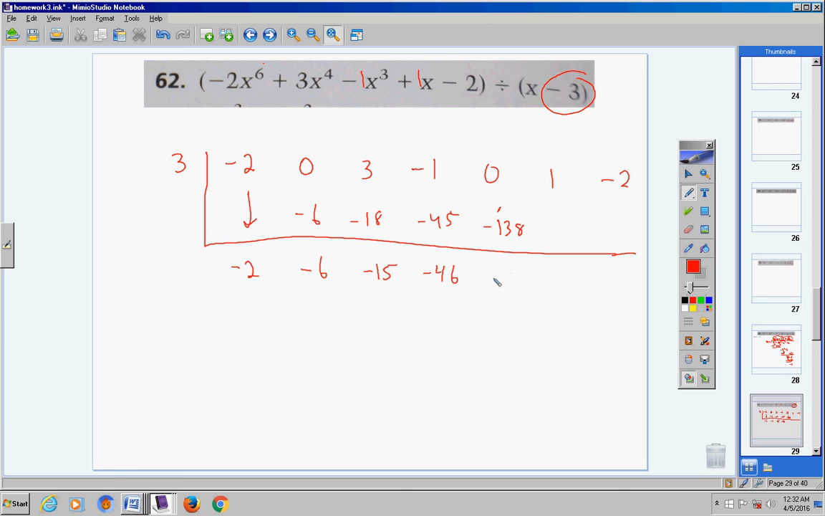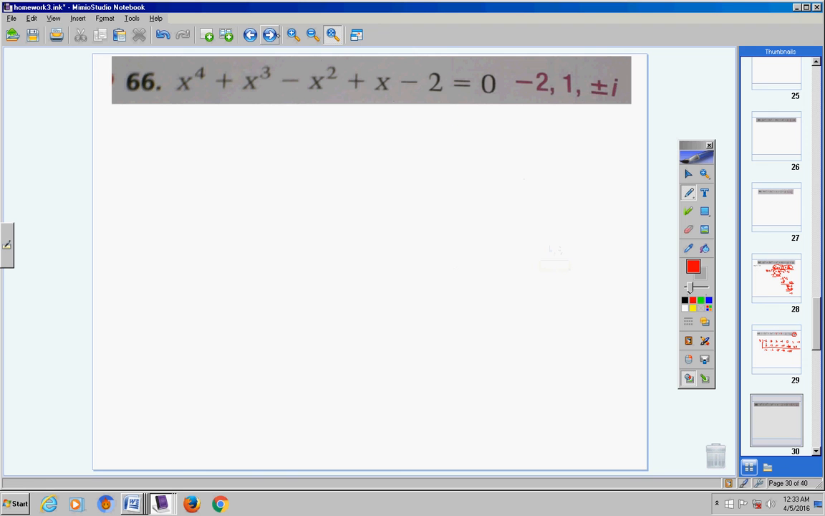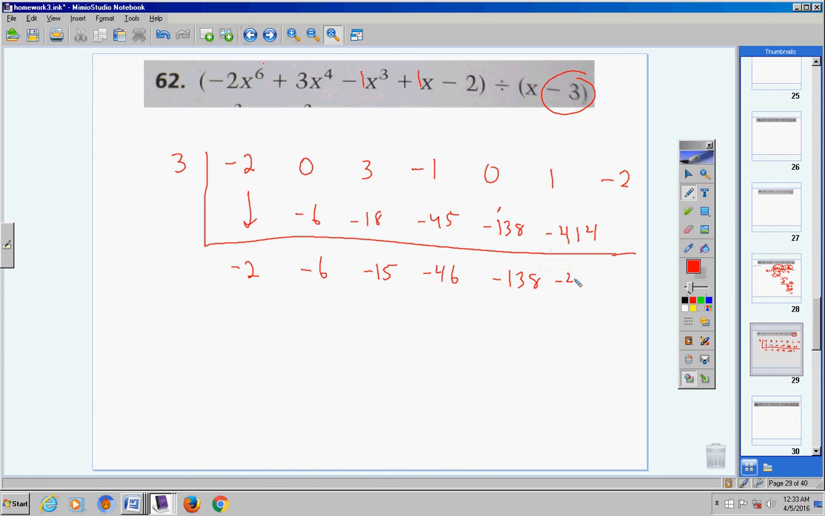Combine, and you will get negative 138. 138 times negative 3 would be negative 24, carry your 2, 1, carry your 1, negative 414. If you combine, you get negative 413. And then if you multiply positive 3 times negative 413, you'll get a negative 1239. I believe I did that in my head, but I believe that's correct. Combine negative 2, negative 1239, you get negative 1241.